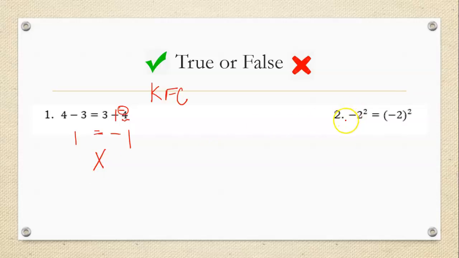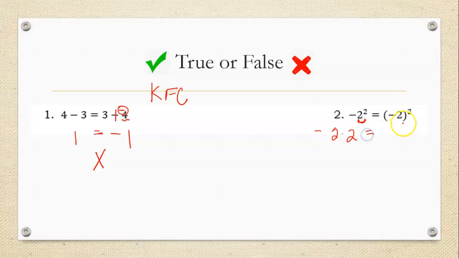Let's try number 2. This is a really good question. I got a few emails about this, and I think there's been some questions in your OMHS work. This little 2 here, this exponent, remember, it only affects what it's directly touching. So on the left-hand side here, it's directly touching just the 2. So this is going to be -2 times 2. Just the 2 is squared.